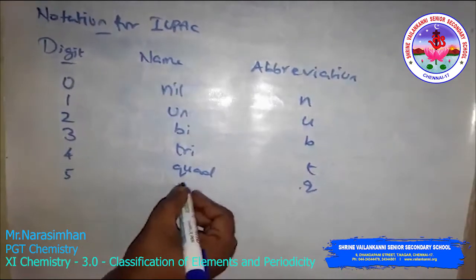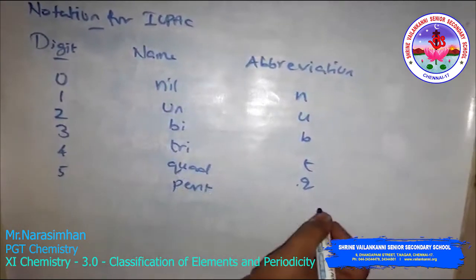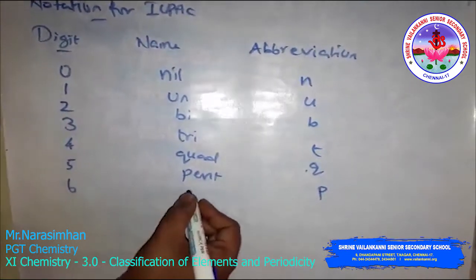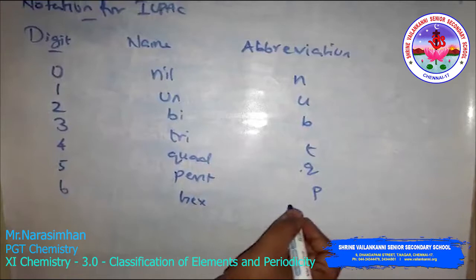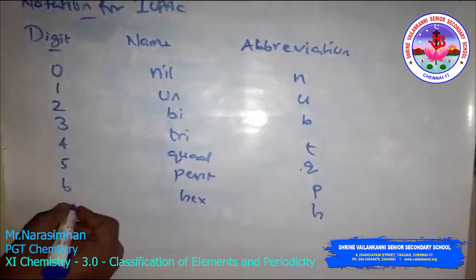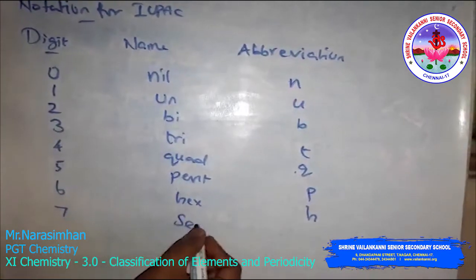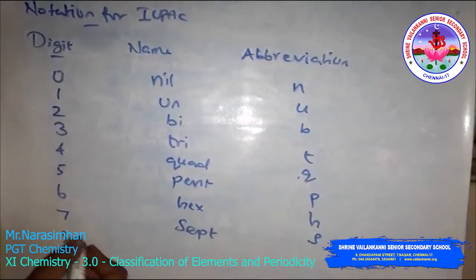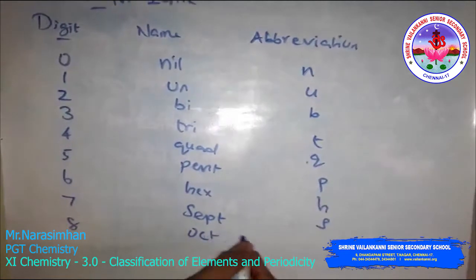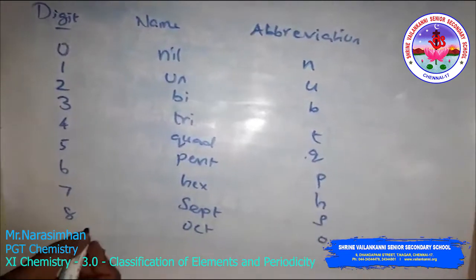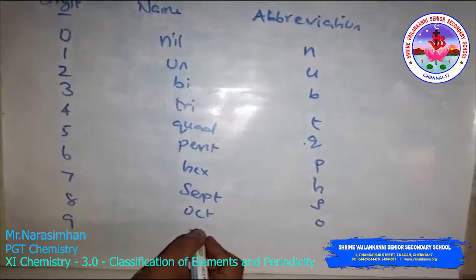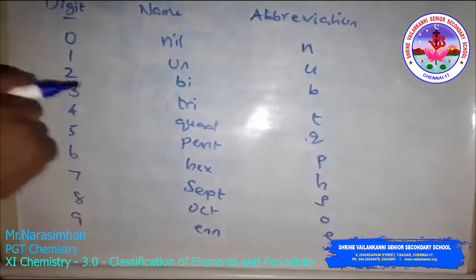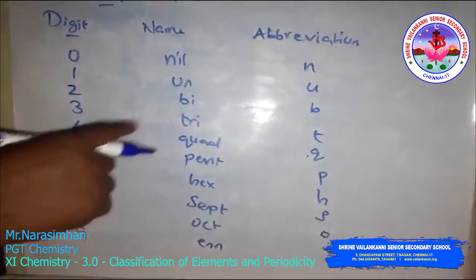5 pent, the symbol is P. 6 hex, symbol is H. 7 sept, the symbol is S. 8 oct, the symbol is O. 9 enn, and the symbol is E. See, this is the notation for IUPAC nomenclature of the element.